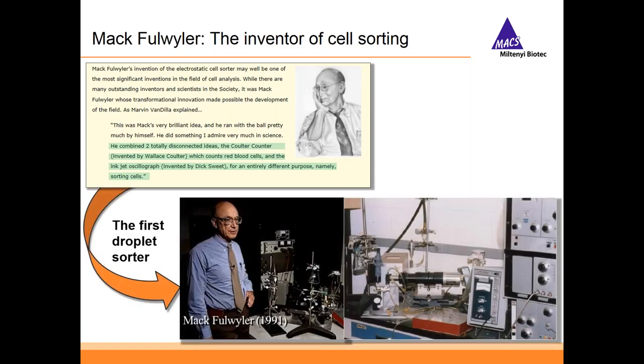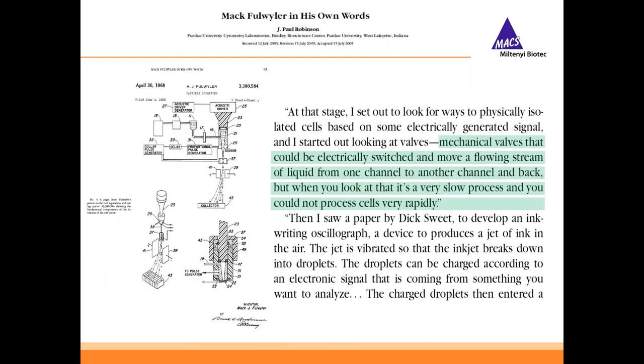As I said, that is the device which is mainly found in the field. Here you can see a picture as well of Max from 1991 with one of the first droplet sorters ever built. So I would like to point out that this was not the first idea of Max to develop this droplet cell sorter system. But when he thought about sorting cells and isolating them from each other, he came up with another idea. And there I would like to cite him in his own words.